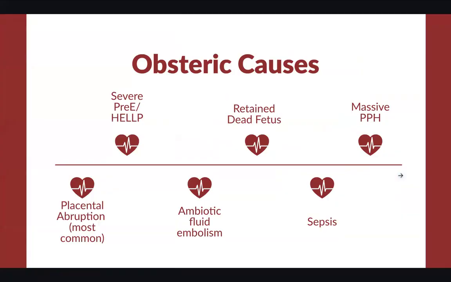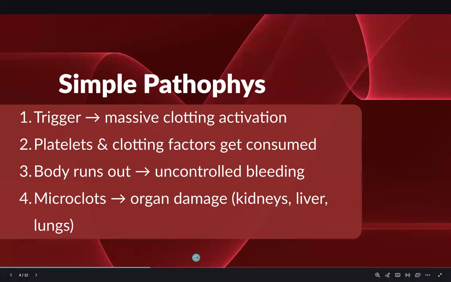In obstetrics, one of the most common triggers is going to be a placental abruption, severe preeclampsia, or HELLP syndrome. Amniotic fluid embolism, sepsis, and retained placenta or a retained dead fetus can also cause it. Remember that DIC is always going to be secondary. It's never going to happen on its own. That's why we have all those different causations.